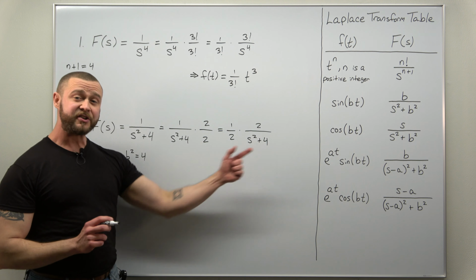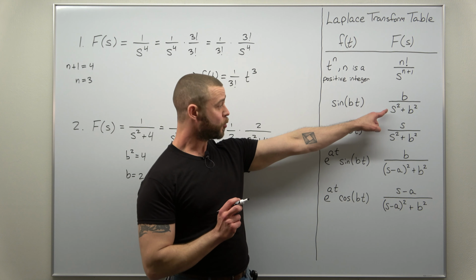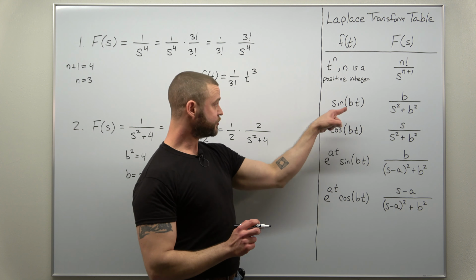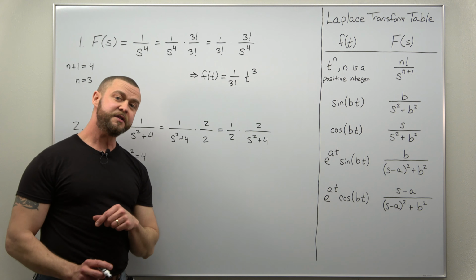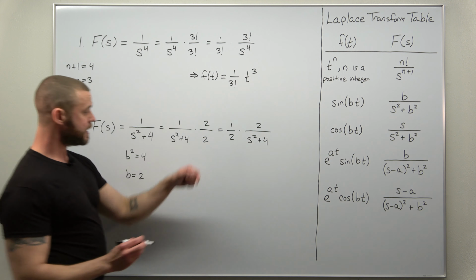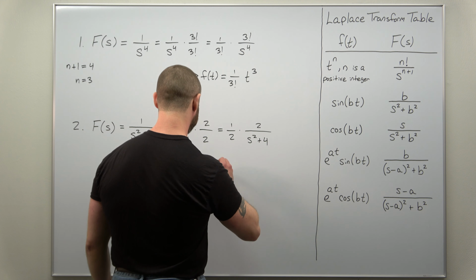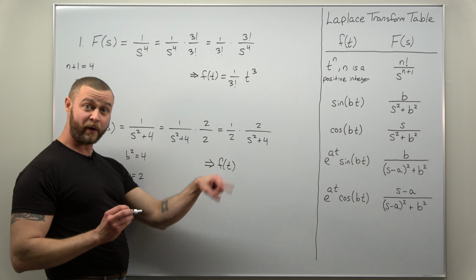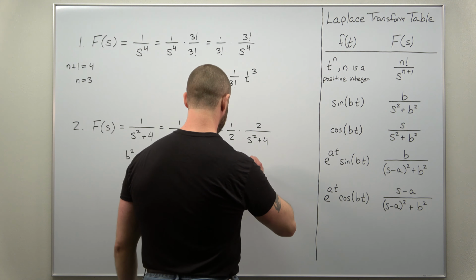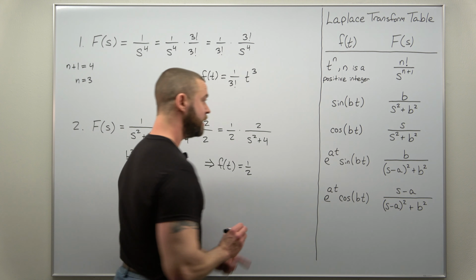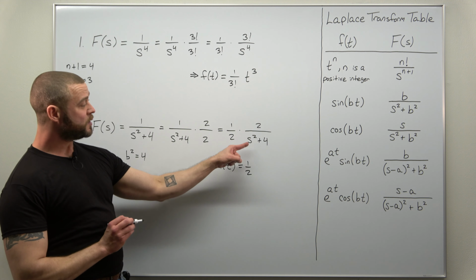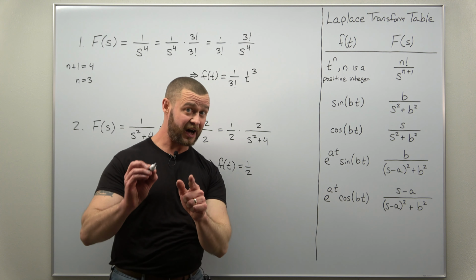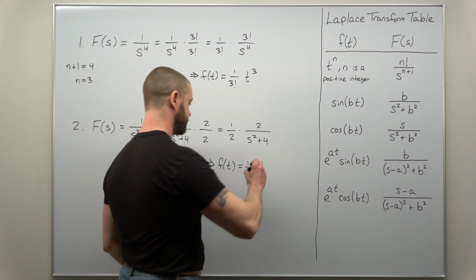And now this matches exactly the form you would want in your Laplace transform table here. So we can transform this back where we're using the value of b as 2, and it looks like we get our little f of t. The factor of 1/2 just stays. And the 2 divided by s squared plus 4, that transforms back as sine of 2t.